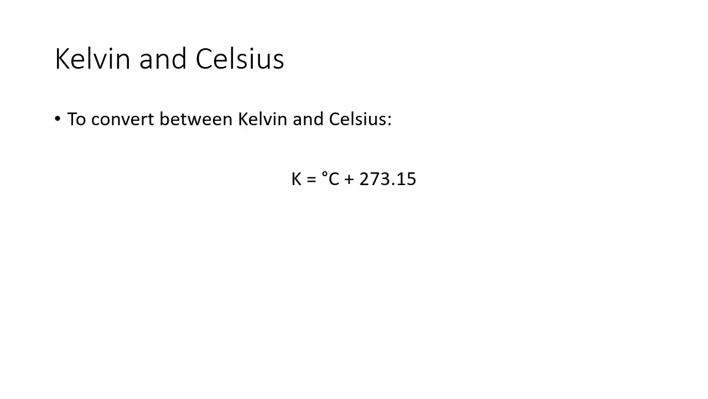To convert between the Kelvin and Celsius temperature, we use the equation that Kelvin, given by the symbol capital K, is equal to the Celsius temperature plus 273.15.